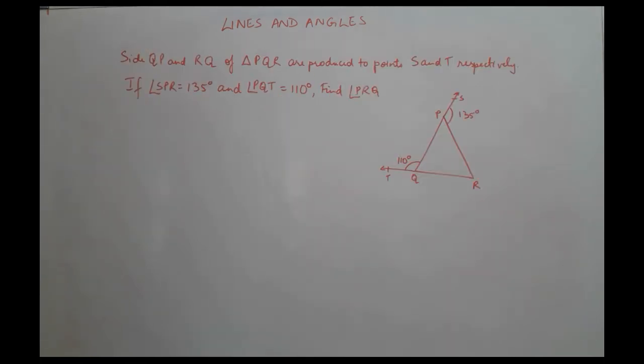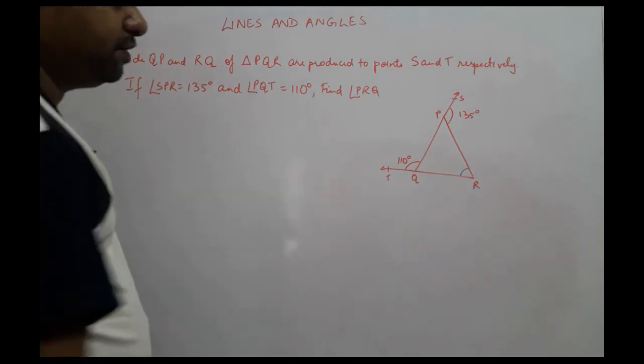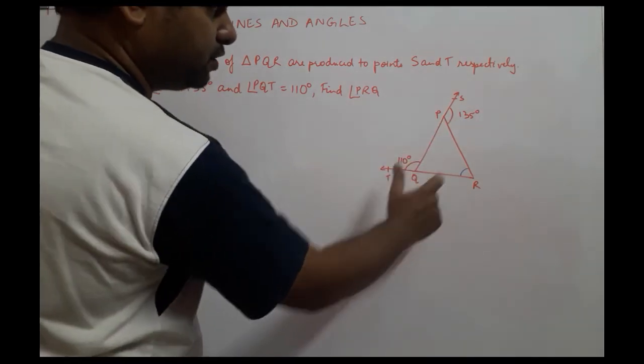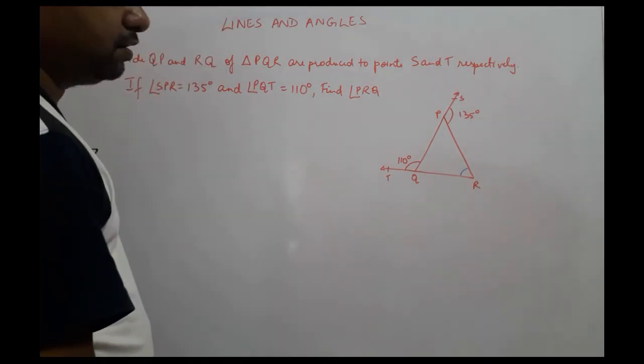Our first problem says sides QP and RQ of triangle PQR are produced to points S and T respectively. If angle SPR is equal to 135 degrees and angle PQT is equal to 110 degrees, find angle PRQ. This problem can be solved in two different ways. We have been given this too. We have to find angle PRQ.